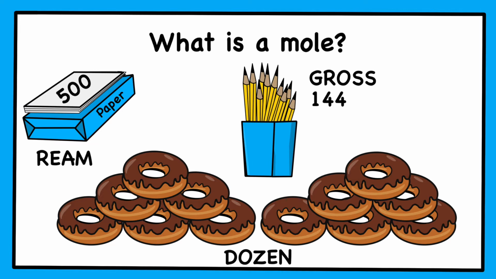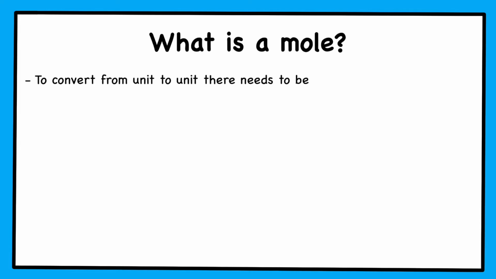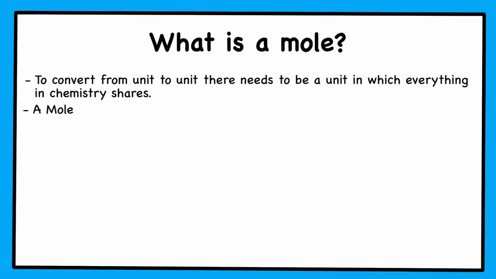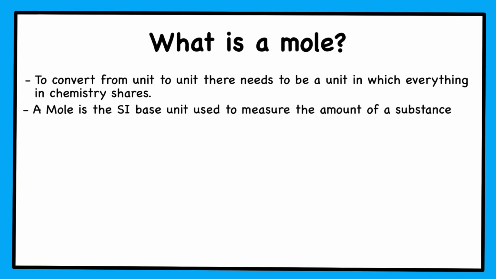Chemists also have their own way of quantifying specific numbers of a substance. In order to find the relationship between the quantity of one substance and another, there needs to be a unit to which everything in chemistry can be converted. This unit is a mole. A mole is the SI base unit used to measure the amount of a substance. A mole is abbreviated with the letters MOL. I know, helpful, right? So now we know a mole represents a certain amount of a substance.